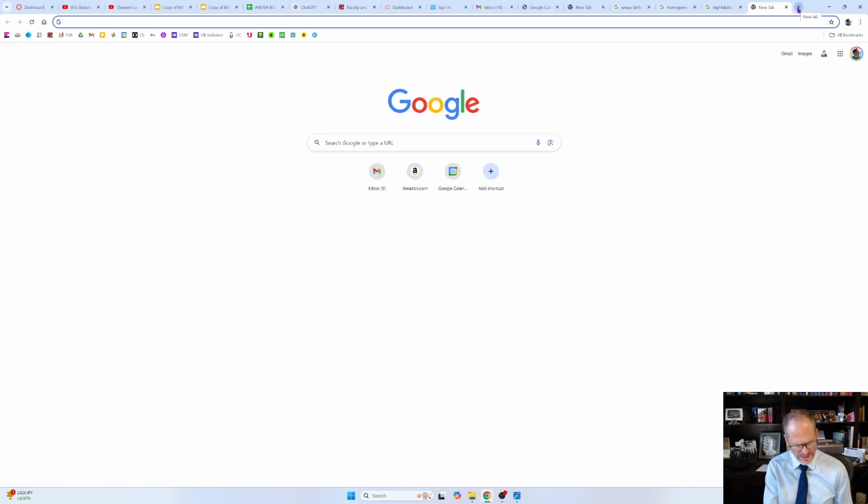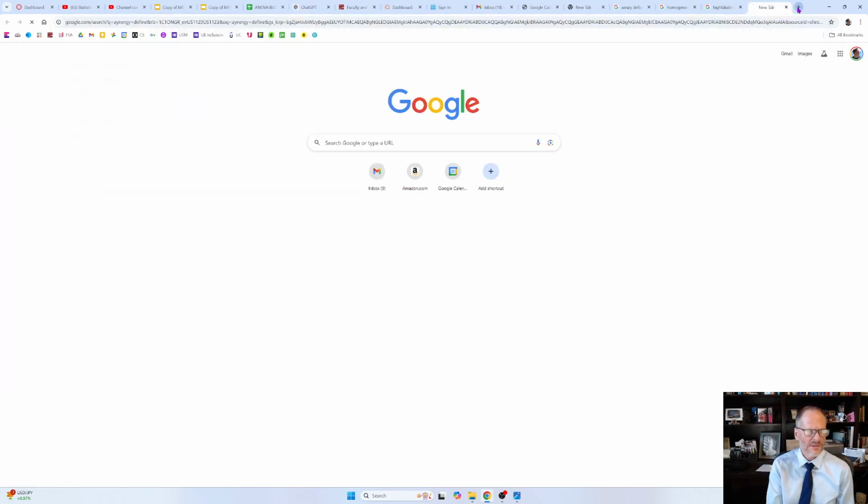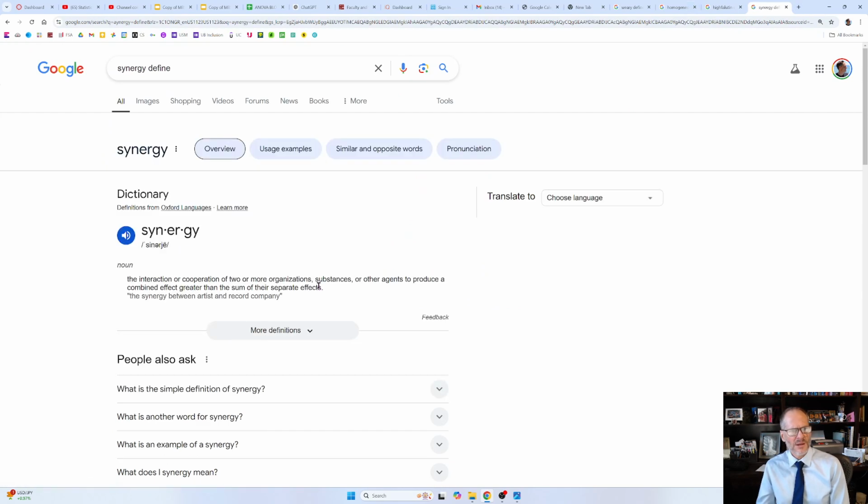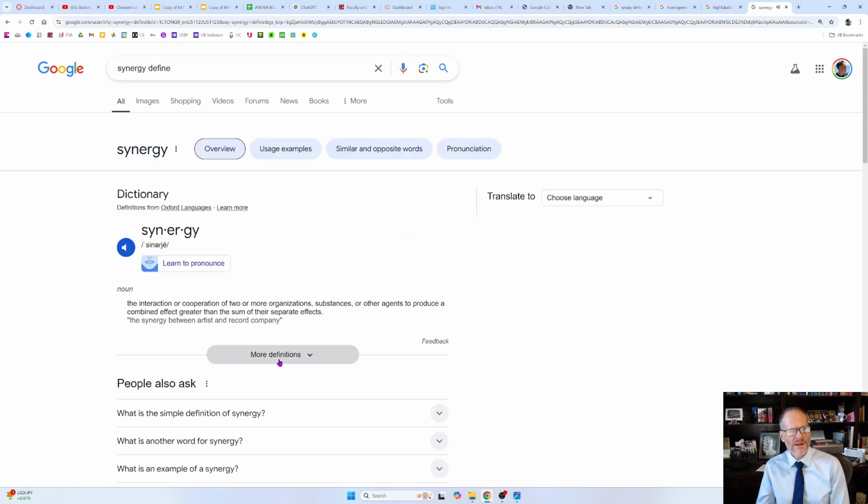I think of the word synergy when I read all that, and that's the word I want right there. Synergy: the interaction or cooperation of two or more organizations, factors, substances or other agents to produce a combined effect greater than the sum of their effects. So you could have synergy where you get greater than the sum of their effects, but what is the antonym of synergy?